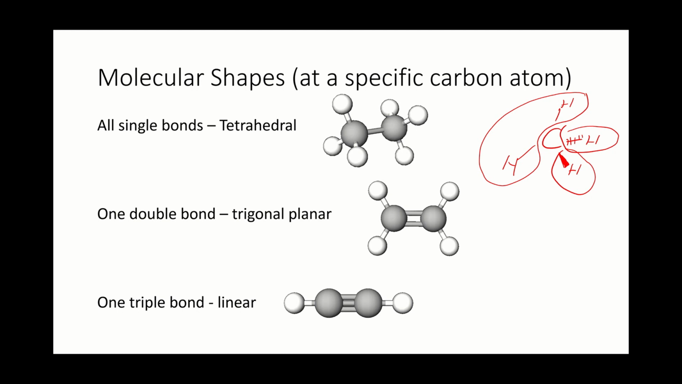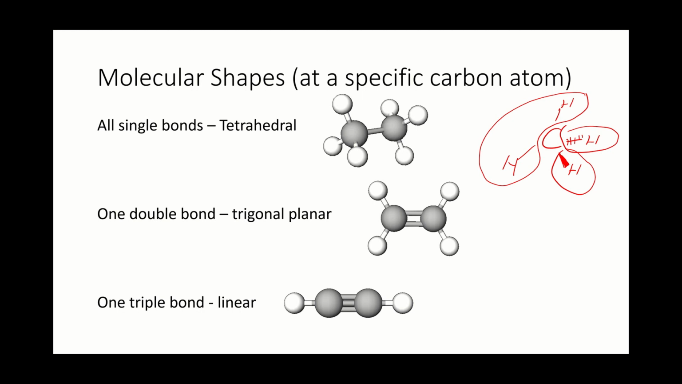So if you have a carbon that is making all single bonds, then the shape of the molecule around that carbon is tetrahedral, and that is right back to our Module 1 syllabus. If you don't remember that, go back and revise Module 1 to look at molecular shapes.